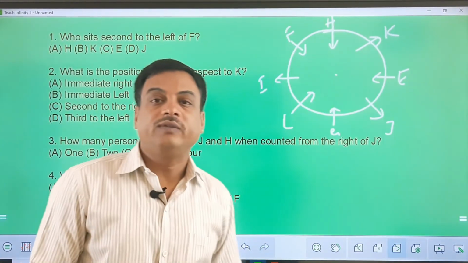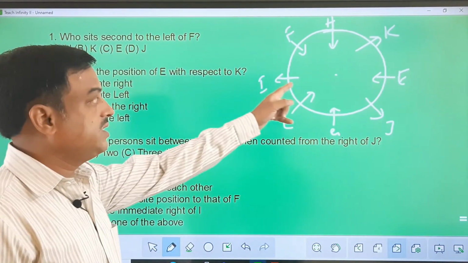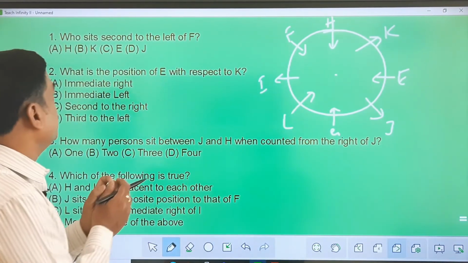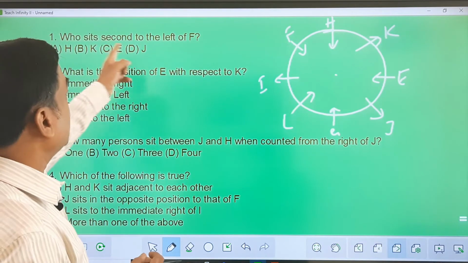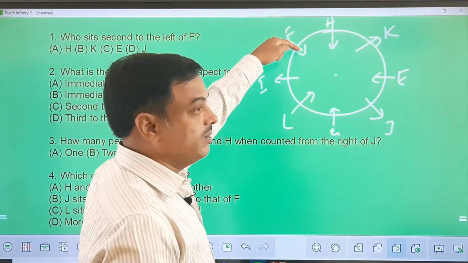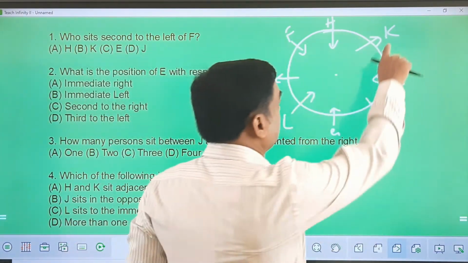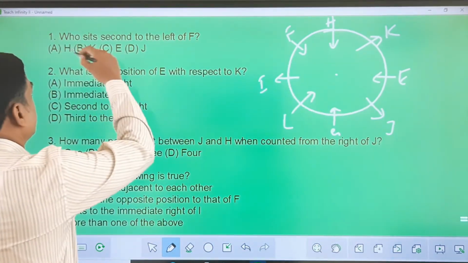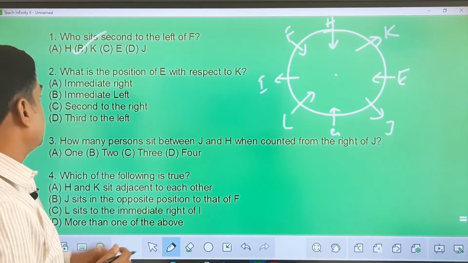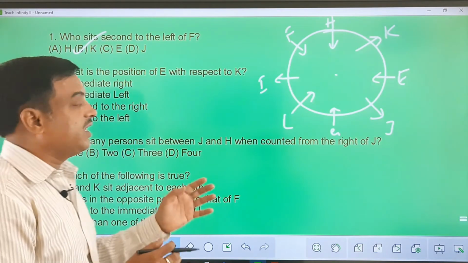Now let us quickly solve these questions based on the puzzle. The same puzzle, you can see my outcome is this. Who is sitting second to the left of F? So F is here, second left will go on that side, so it will be K, you can see this. So K is my answer in this case. Next, what is the position of E with respect to K?